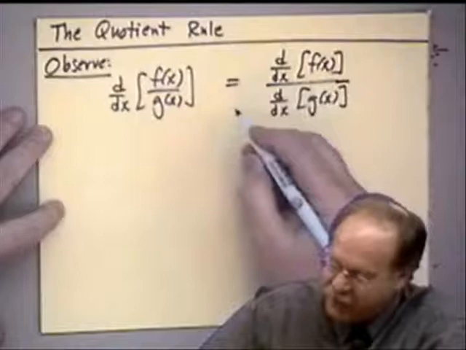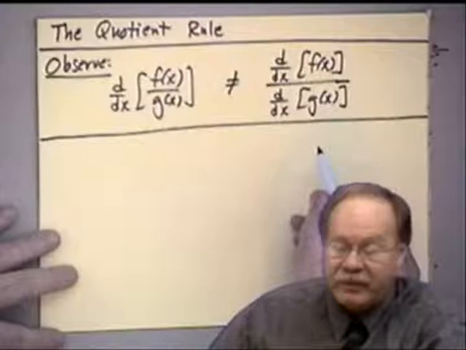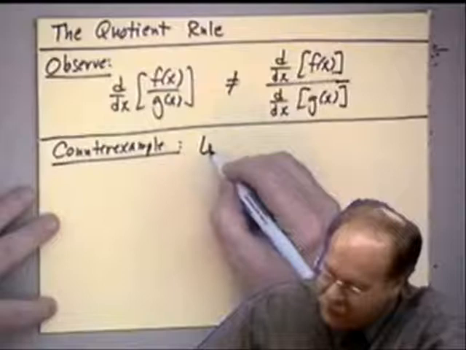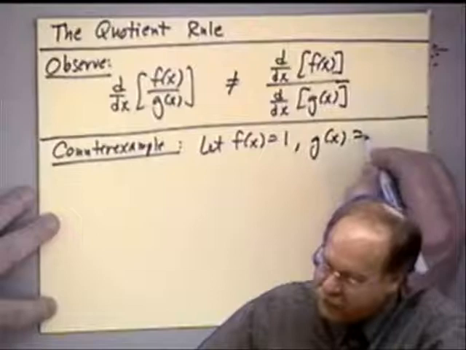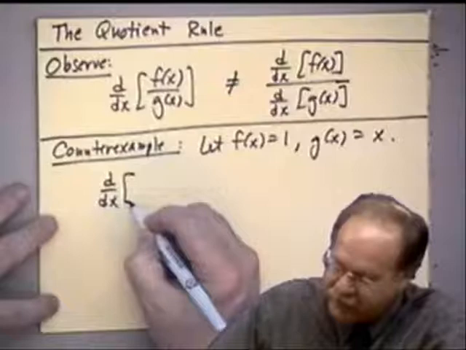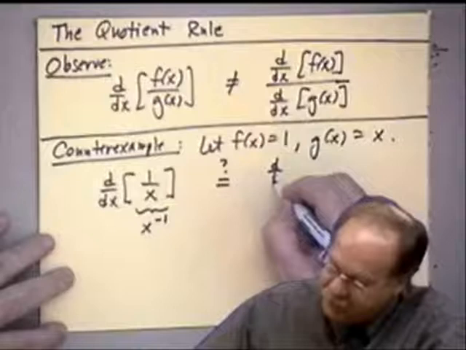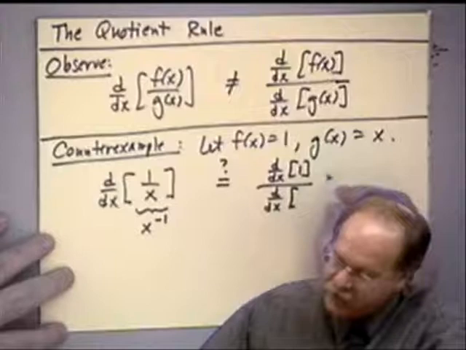It just isn't true, even though we wish it were, and it would make things very simple. A counterexample to illustrate that, so that you'll be convinced that even in a very simple case, it's not true. Again, I will let f of x be equal to 1, and I will let g of x be equal to x. So, on the left, I get the derivative with respect to x of 1 over x, and that, of course, is x to the minus 1. So when I take the derivative, I'll know how to do it. The question is, is that equal to the derivative of the f function, which is 1, over the derivative of the g function, which is x?